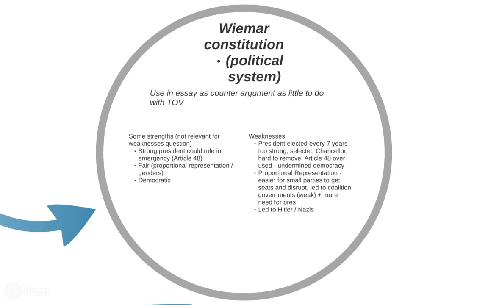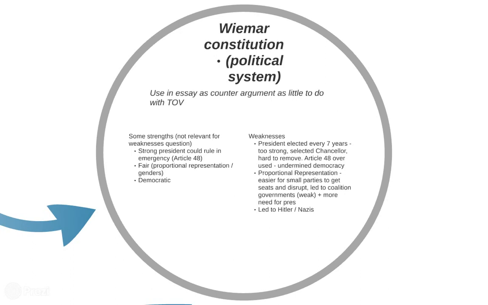So, one strength that the Constitution had is that it had a strong president. The president could rule in an emergency by using something called Article 48. Okay, so the 48th article of the Constitution, or set of laws which they used to rule the country, stated that the president could rule if there was an emergency. He could overrule the Weimar Government and the Reichstag and so on. This was good because it meant he was strong and could actually organise the country. It is also very fair.